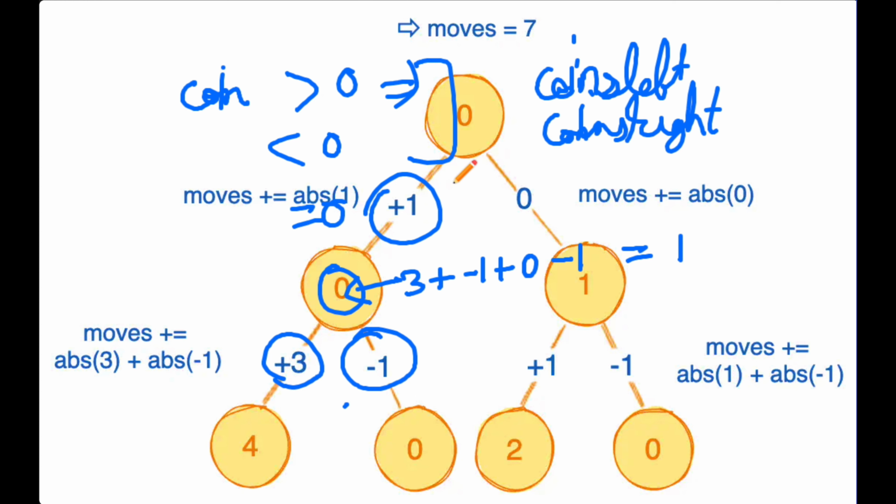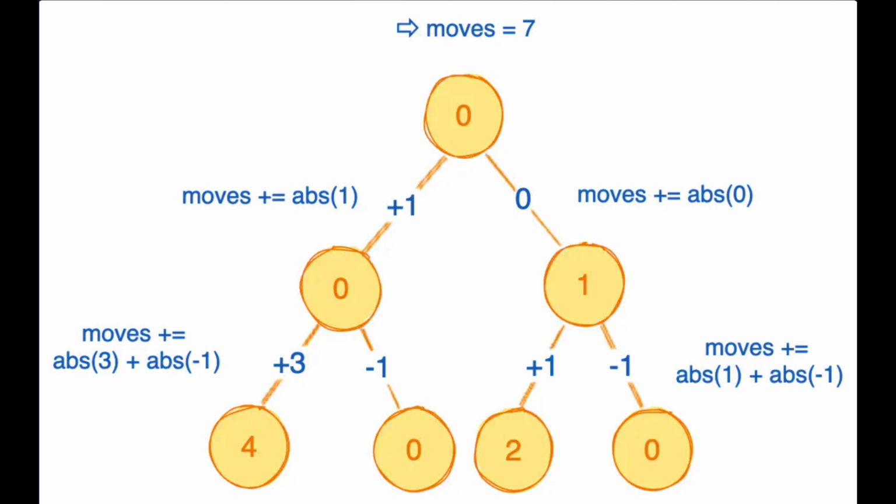Now that you have understood the algorithm, let's do the dry run. We start with the post-order traversal. So suppose we reach the leftmost child where the value is 4.